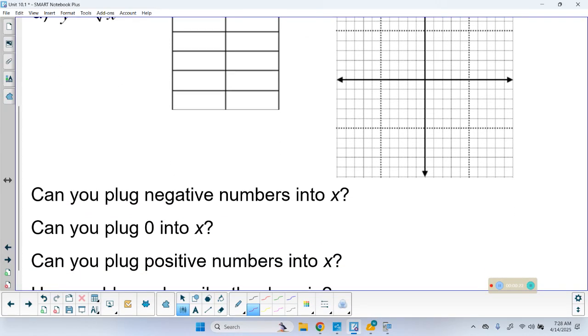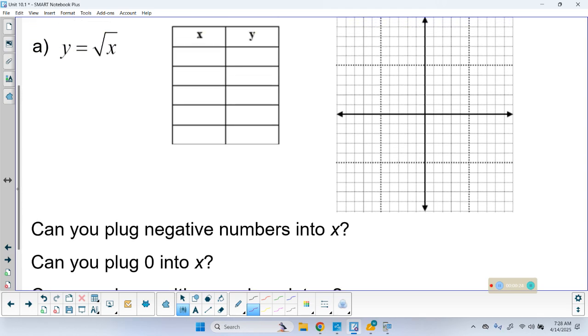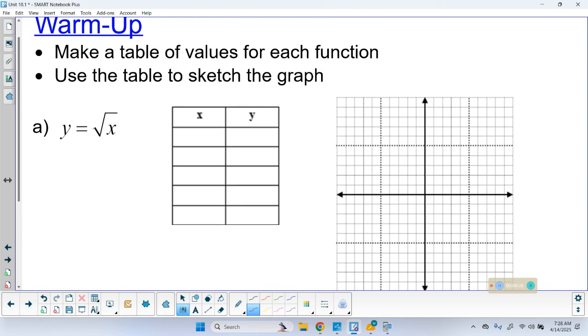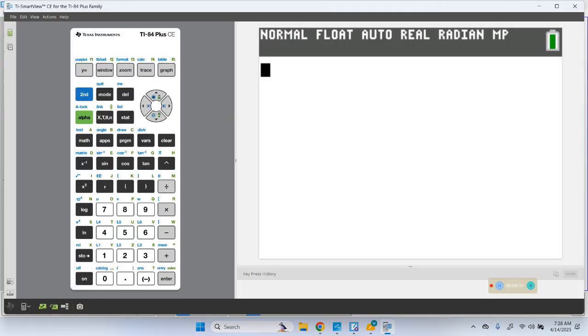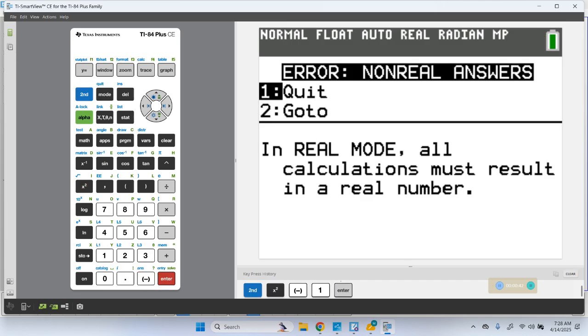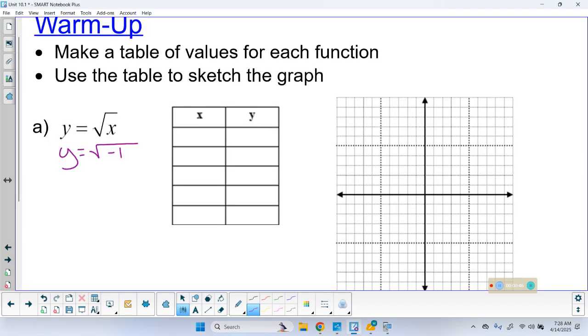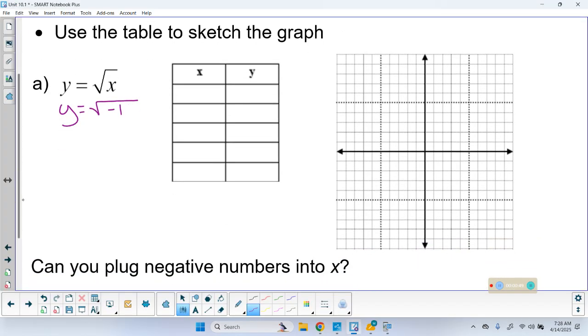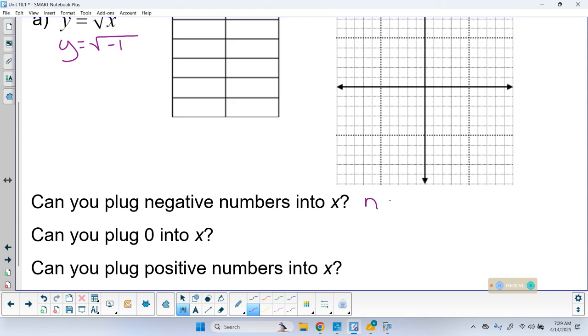The first one is, can you plug a negative number into x? So let's go ahead and plug in a negative number. Let's say we want to plug in -1. So y equals the square root of -1. If we go to our calculator and do the square root of -1, we end up getting an error, okay? Because remember, you can't take the square root of a negative number. So the answer to this first one is no. You cannot take the square root of a negative.